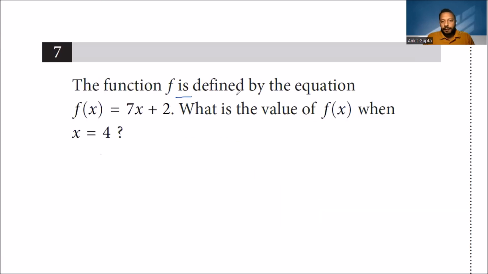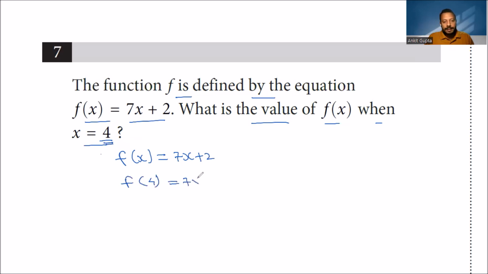The function f is defined by the equation f of x is equal to 7x plus 2. What is the value of f of x when x is equal to 4? So f of x is given to us as 7x plus 2, and we need to put the value of x as 4 and find the value of f of 4. That means f of 4 will become 7 into 4 plus 2, which is 28 plus 2, and will be equal to 30. So the answer will be 30.